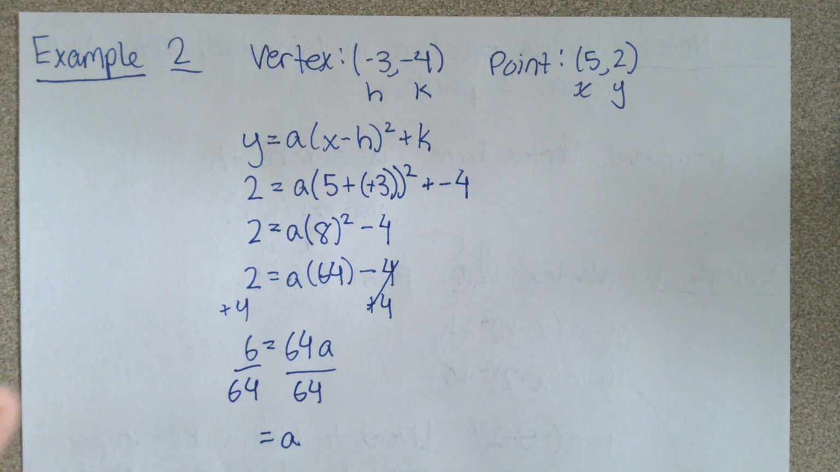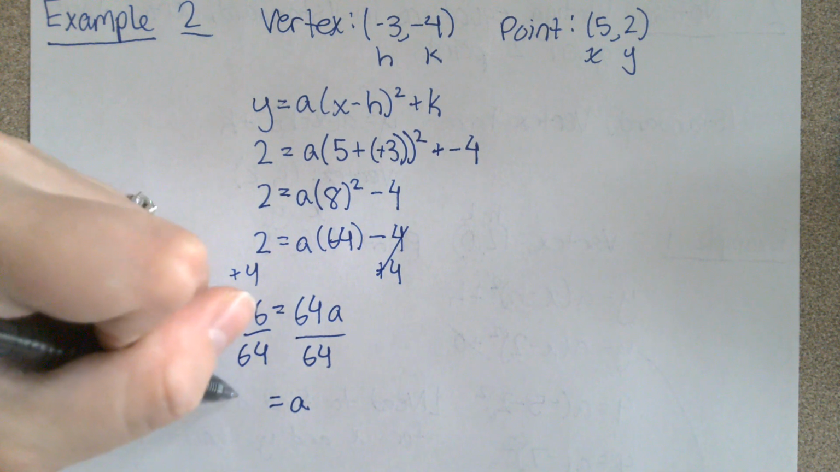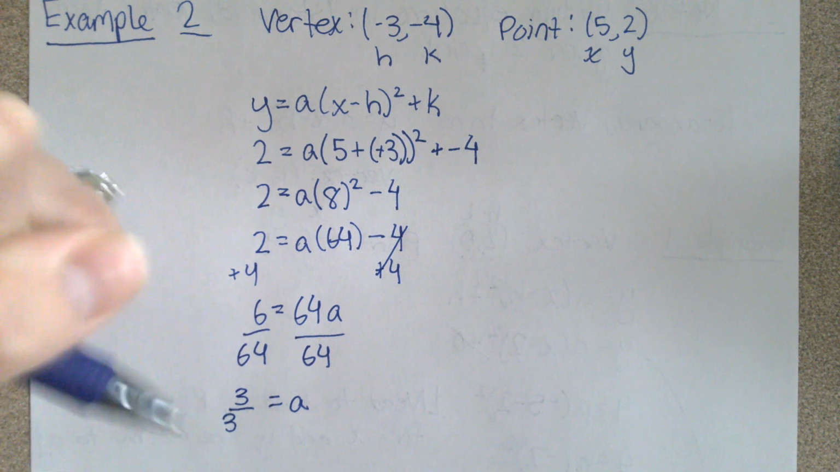And I can simplify this down. I can divide both of these by 2. So that leaves me with 3 over 32.